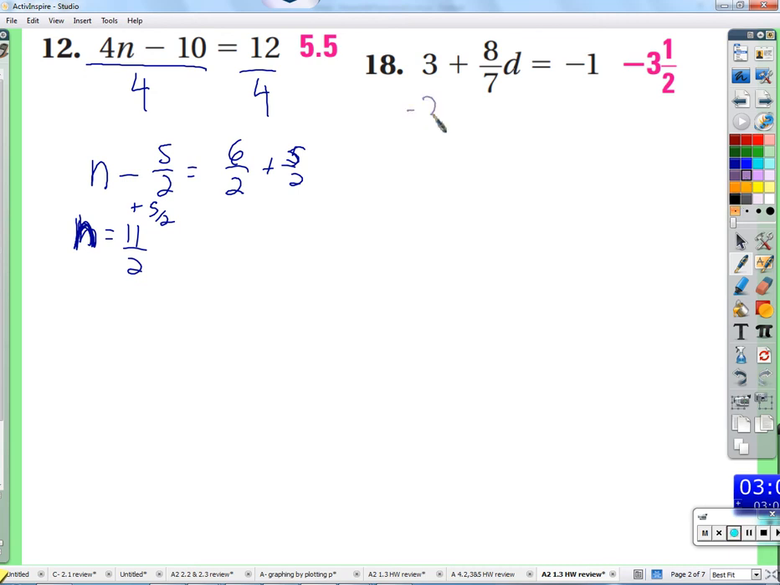Subtract 3. Same idea as this one, like getting rid of that plus or minus thing. That's probably the easiest thing to do first. So subtract 3 on both sides, and 7/8 d equals negative 4. And we get rid of that 8/7, times 7/8. And we can get 56 over 56, which is 1, or cross cancellation, that equals 1, it's all the same.